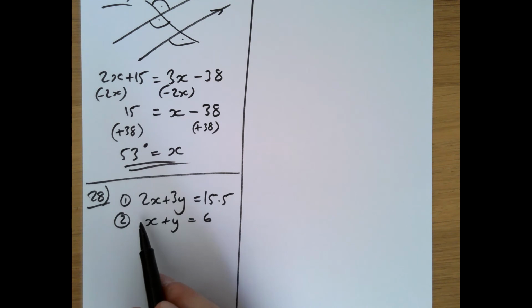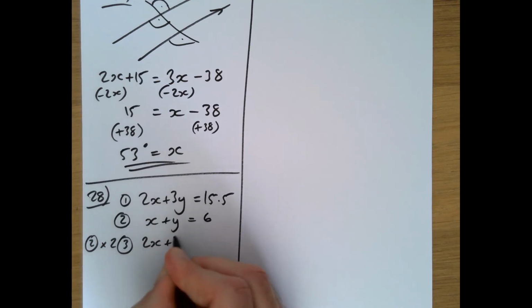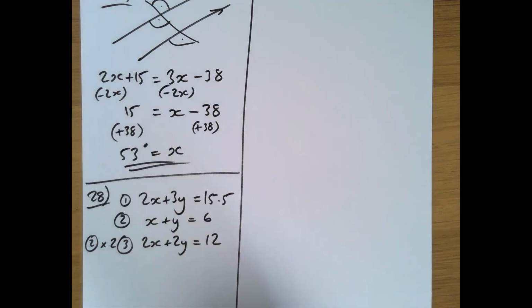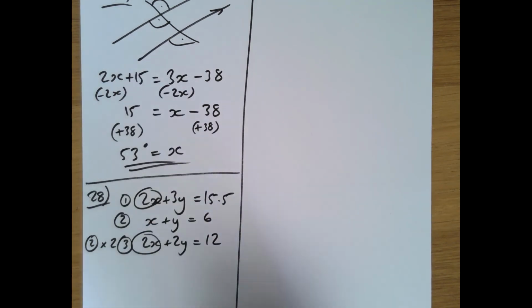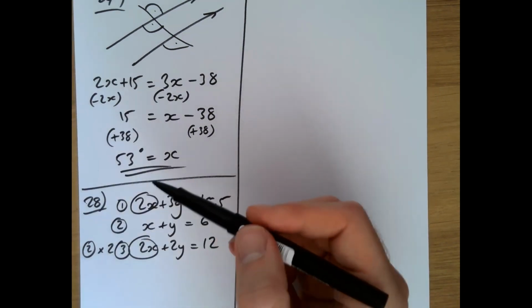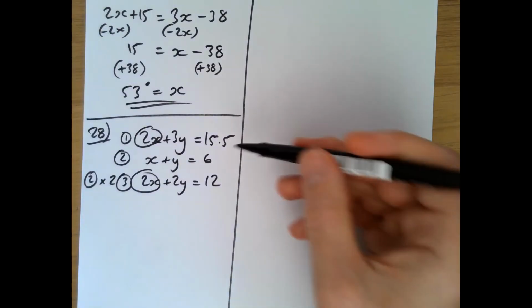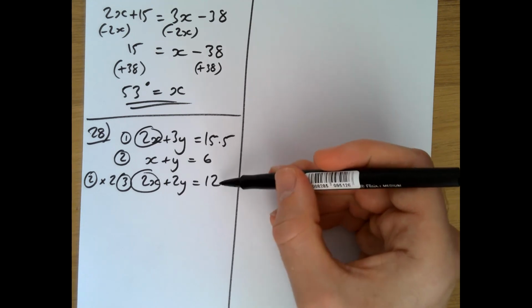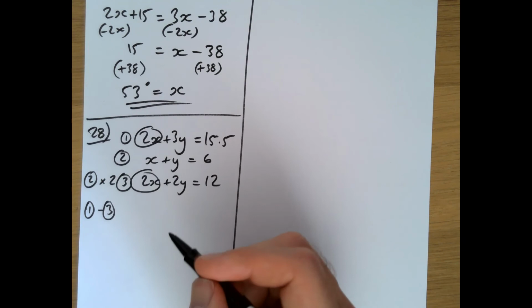Well, what I'm going to do is I'm going to see if I double equation 2, then I'm going to get 2x as well, aren't I? So I'm going to get equation 2 and I'm going to double it to give me equation 3. So 2x plus 2y equals 12. Now can you see that we've got a 2x and a 2x? So what I can do is I can basically take one away from the other, and these are going to disappear. So looking at these values, 15.5 is bigger than 12. So I'm going to do equation 1 take away equation 3.